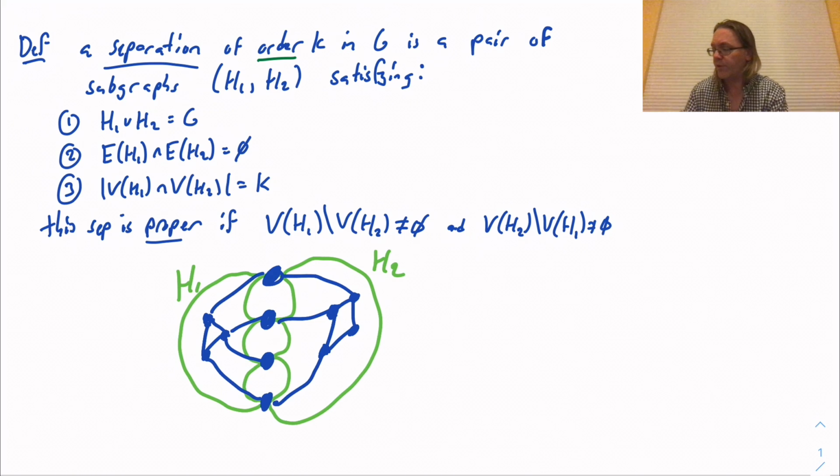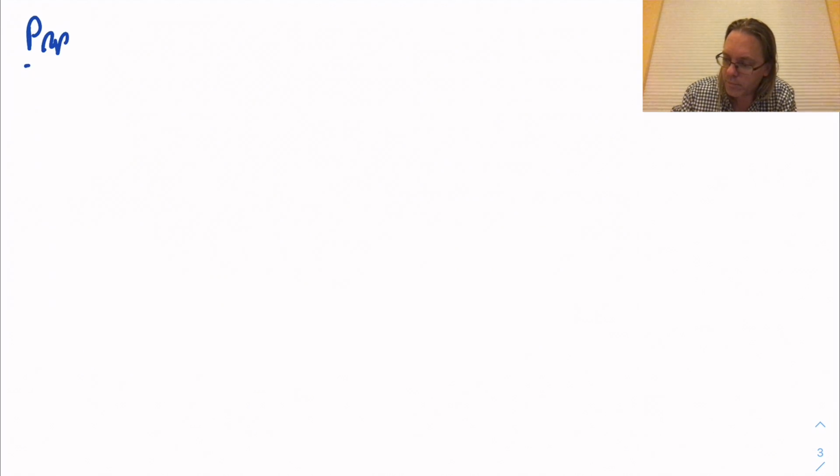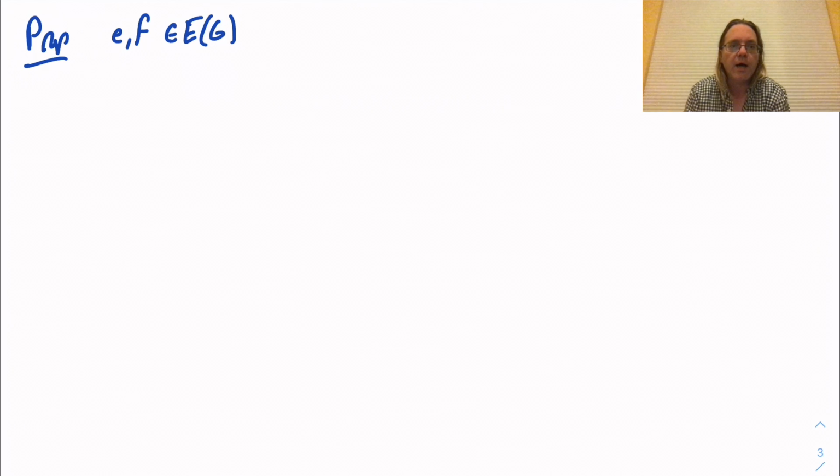And what we're going to prove is a nice proposition telling us either you get this thing that you'd like, or there's a good structural reason why not. And that structural reason why not is going to come in the form of a low order separation. So let's state the theorem. I call it a proposition in the notes. So E and F are distinct edges of G. And then exactly one of the following holds.